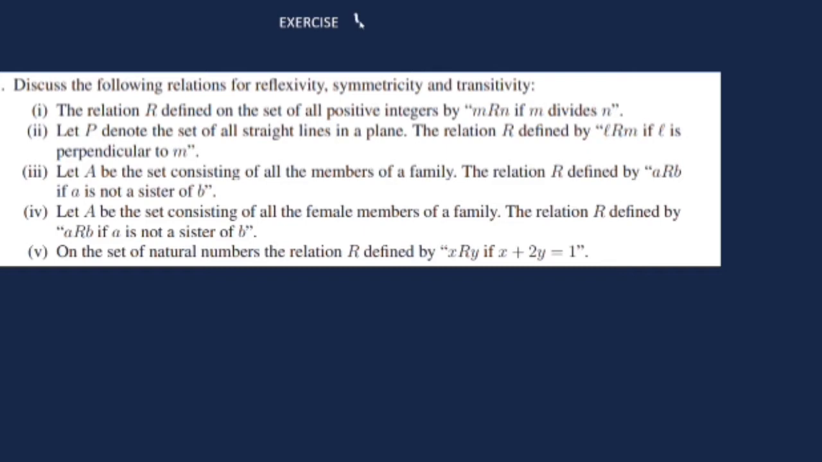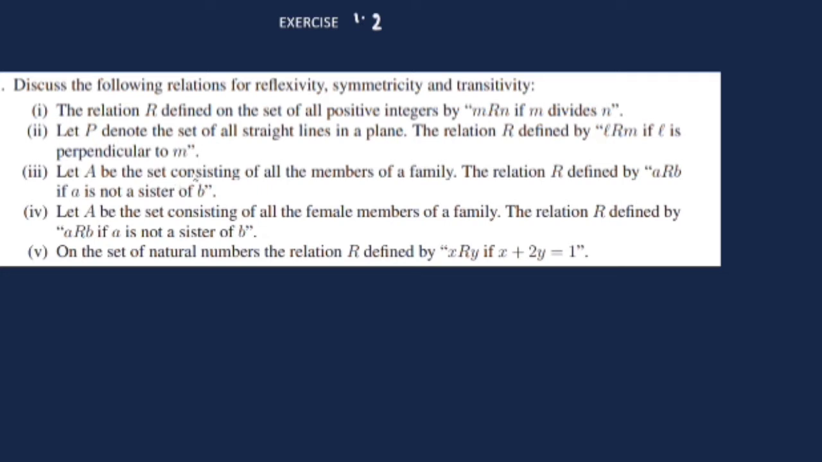Exercise 1.2. Now, discuss the following relations for reflexivity, symmetricity and transitivity. So, you have learned already the three types of relations: reflexive, symmetric, transitive and also equivalence. If a relation is reflexive, symmetric and transitive, then the relation is called an equivalence relation. See the first question here.